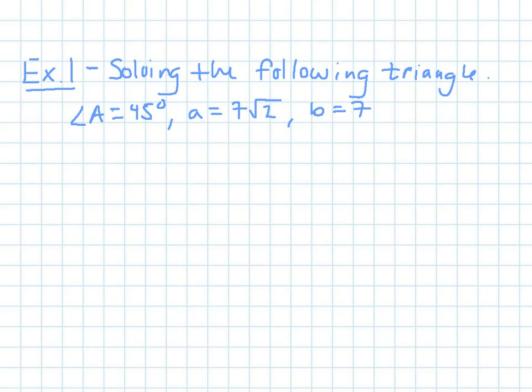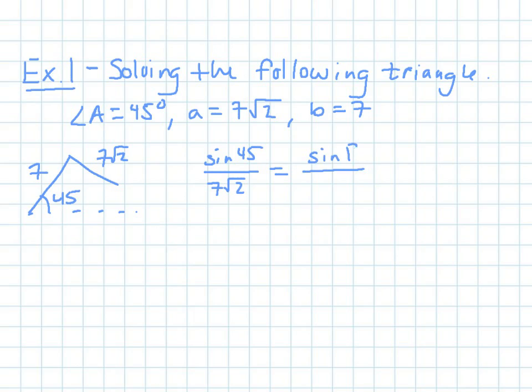So if I have an angle A of 45, my side opposite of it is 7 square root of 2, and then the side next to it is 7. I want to know if it connects, so I need to use the law of sines. So sine of 45 over 7 square root of 2 equals sine of B over 7. Here, since it's a proportion, I will cross multiply, and then I will try to solve for angle B.